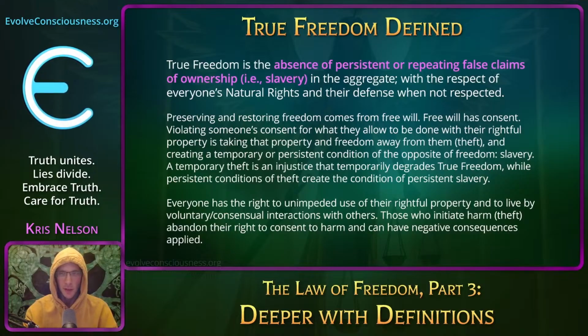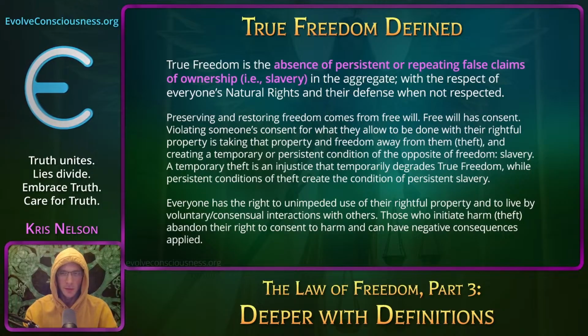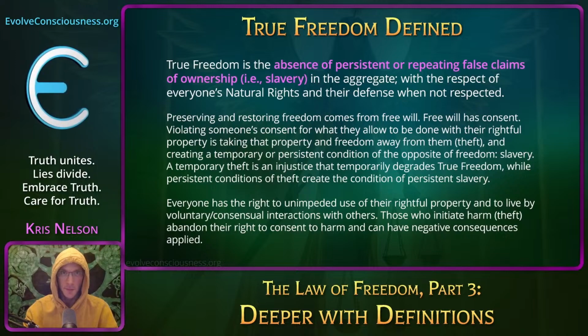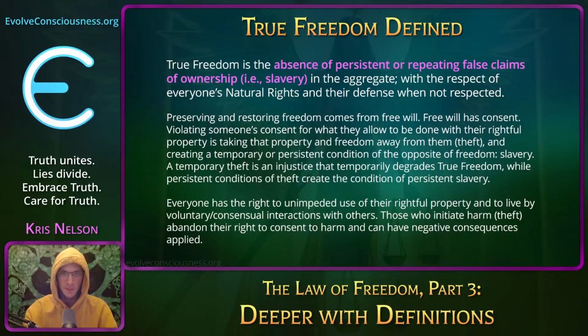Imagine a world where someone robbed someone, and that's the only thing that happened for the next 10 years. And other than that, there was no immorality occurring. Well, true freedom would still be there. At the time that it happened, true freedom would not have been there. But when it happened, true freedom was degraded because that act, the false claim of ownership, was there, but it wasn't persisted, so it was an instance.